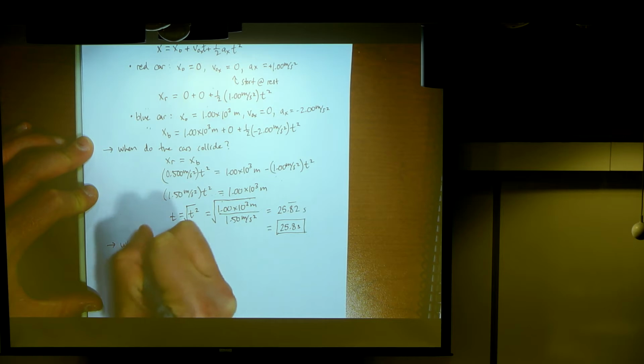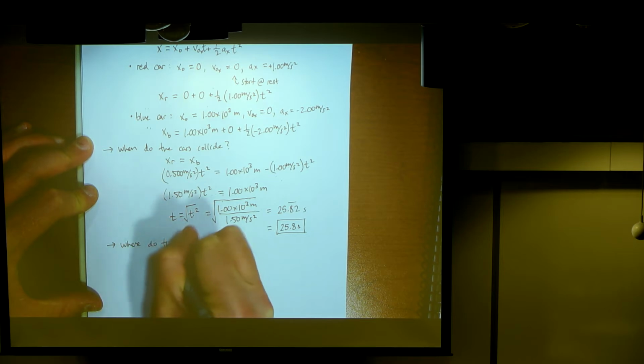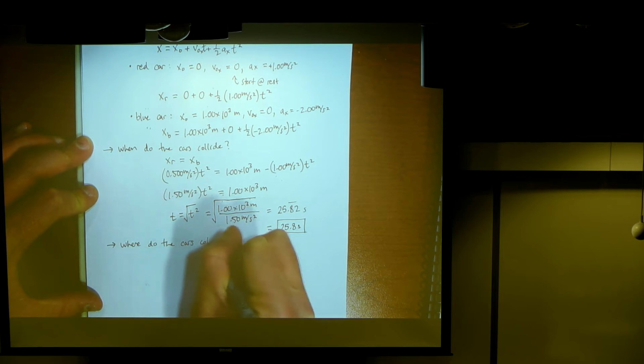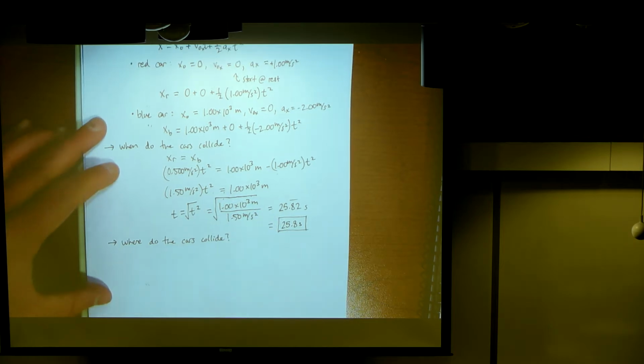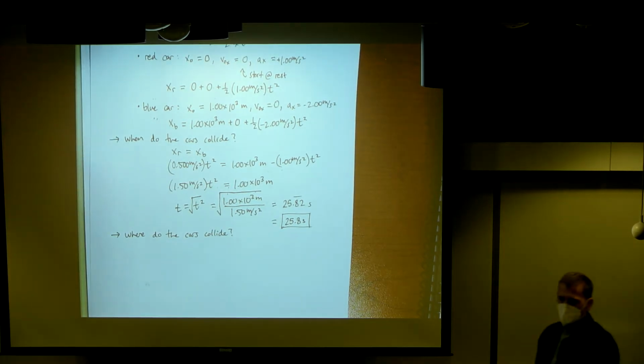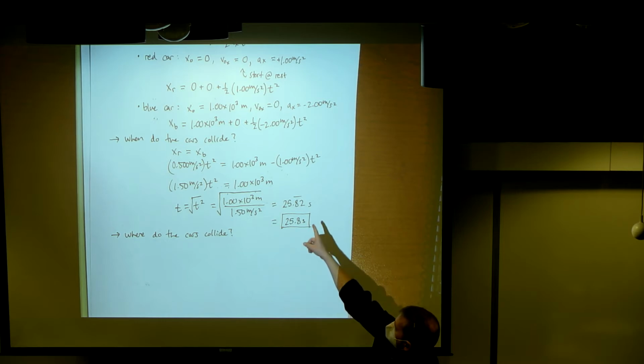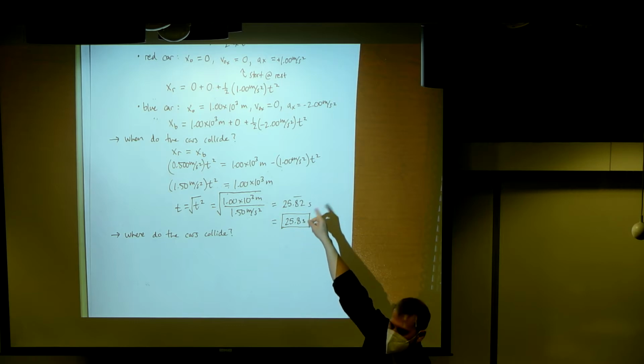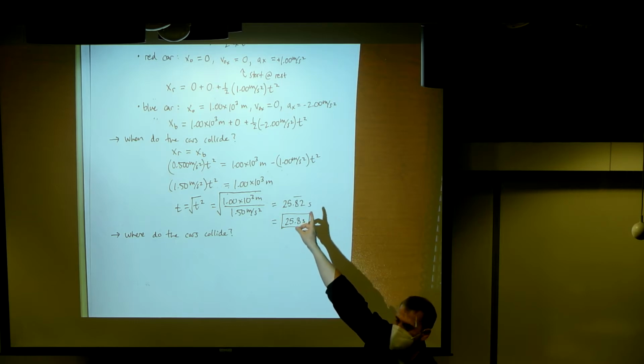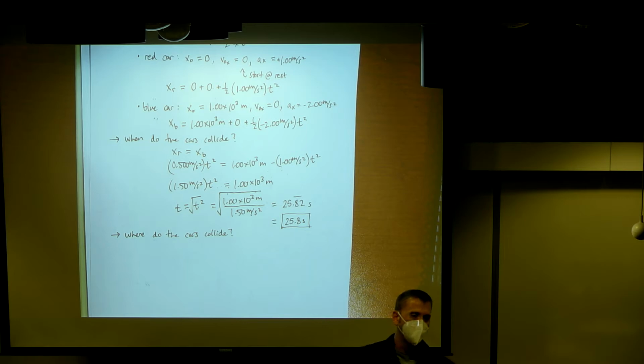The second part is, where do the cars collide? So in other words, at what location x along the track are they going to collide? Anyone have an idea for how we could do that? You just plug t into our position equation, right? Yeah, I just plugged t back into our original x equation, right? Which one did I plug it back into? It won't matter. Either one will do. Do you see what I'm saying?